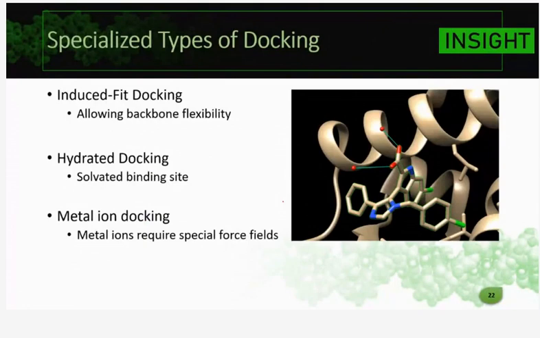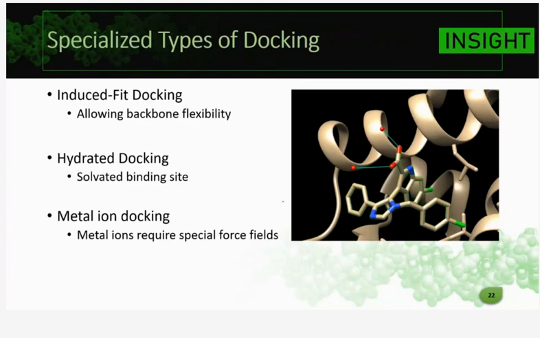Apart from this, there are many specialized types of docking. We will be discussing some of those. Especially when it comes to protein and ligand docking, these advanced types are very important to understand the interactions in a much better fashion. So there is induced fit docking, which allows for the flexibility of the protein completely and allows us to capture the conformational changes which may happen because of the ligand binding. But it takes, of course, some time to process this kind of data.